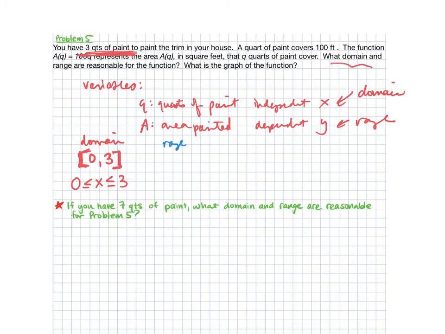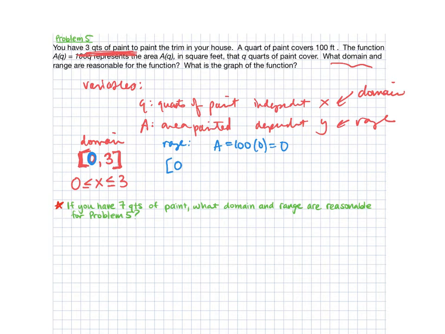The range is going to be, we're using this domain. The lowest value is 0, right? 0 area. This is 100 Q, 100 times 0 is 0. Obviously, the area painted, the lowest that could be is 0. You can't have negative area painted.